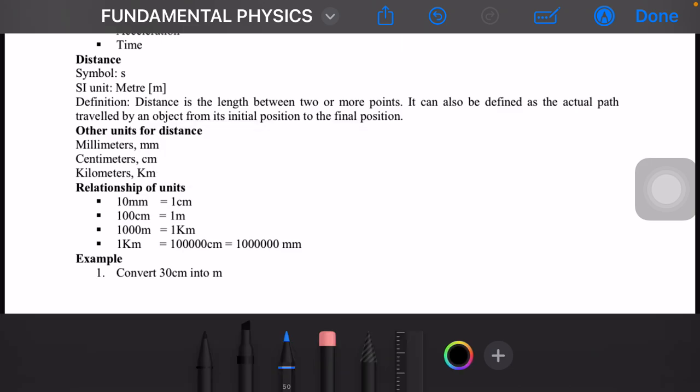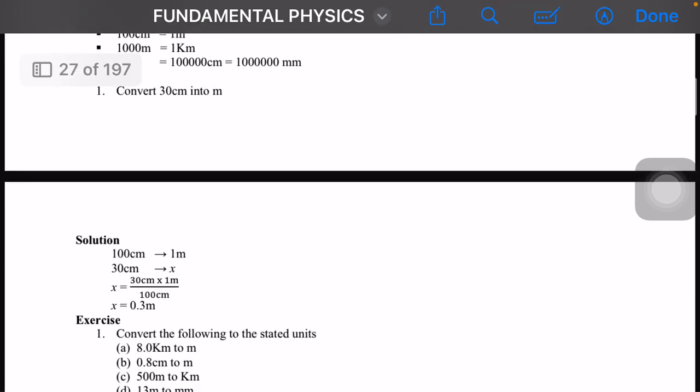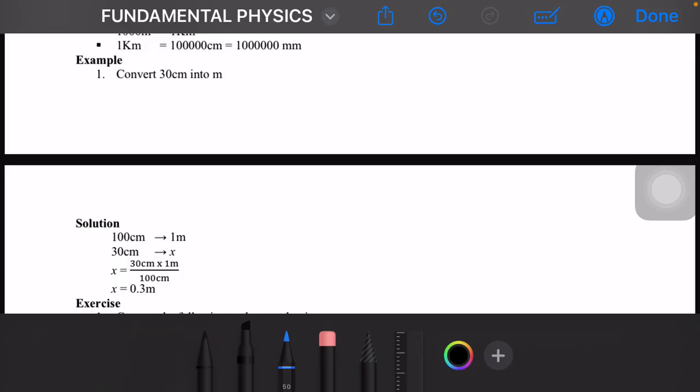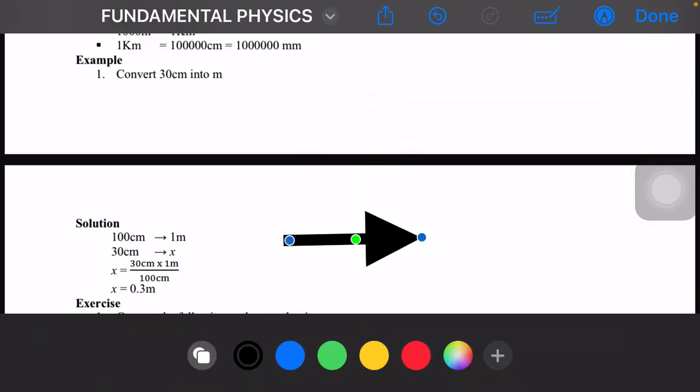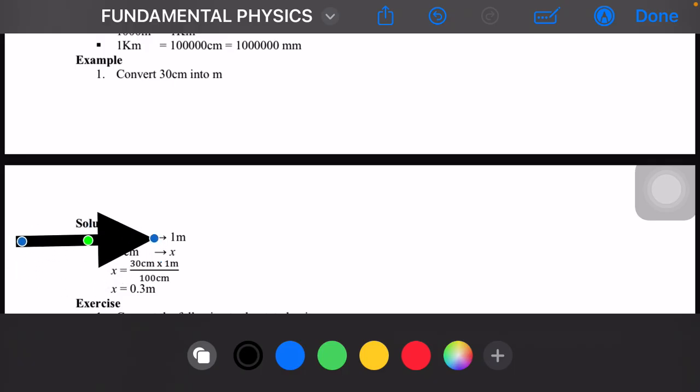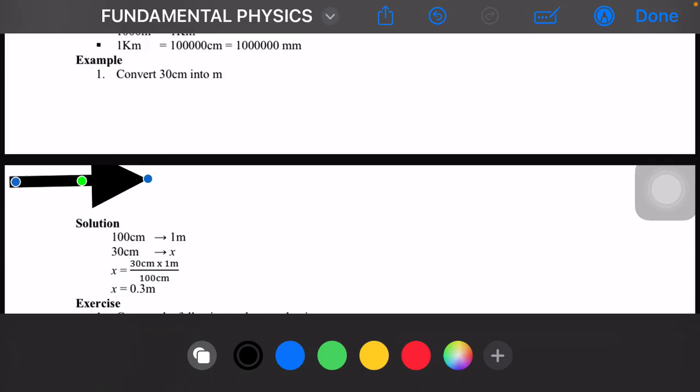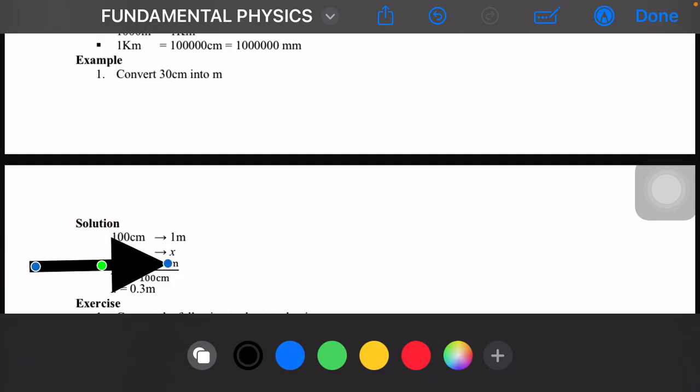It's possible. We can do that. How? So see how you do it. So we have the solution here. We know for a fact that 100 centimeters equals 1 meter. Then we have been given 30 centimeters in our question, but we don't know the meters. You should convert 30 centimeters into meters. So what do we do? We just cross multiply.